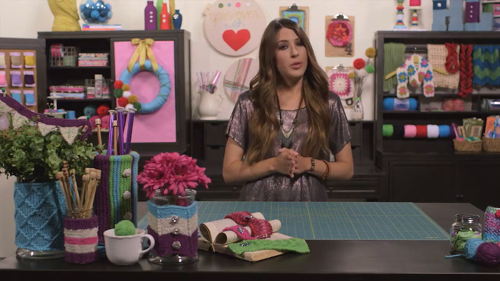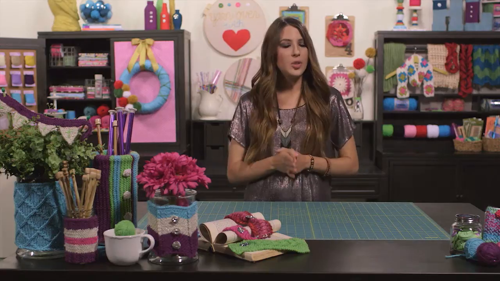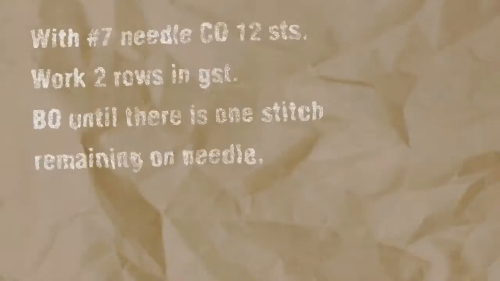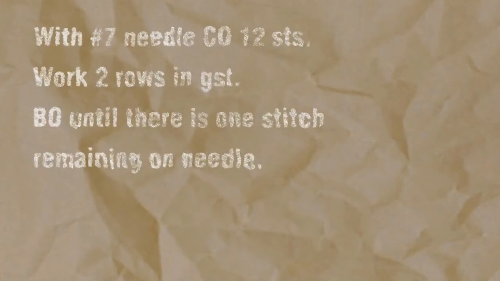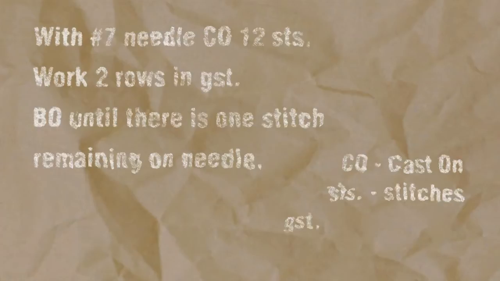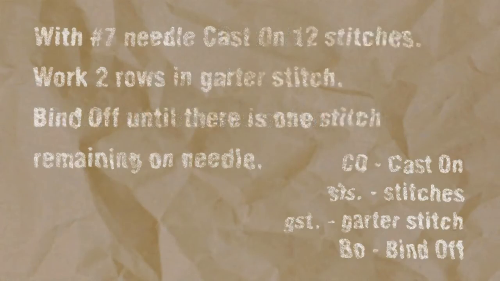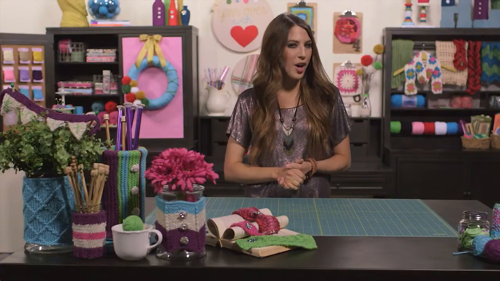So now that we know what abbreviations are for and how they're used, let's do an example using some of them. So here's a row that you might see in a knitting pattern. This row of instruction tells us, with number 7 needle, CO 12 STS, work 2 rows in GST, BO until 1 stitch remaining on needle. So let's refer back now to our glossary of abbreviations and spell that out. So this sentence says, with a number 7 needle, cast on 12 stitches, work 2 rows in garter stitch, bind off until there is 1 stitch remaining on the needle. And it's as simple as that. Maybe not as confusing as you thought, right?